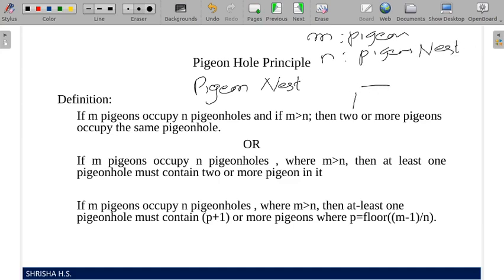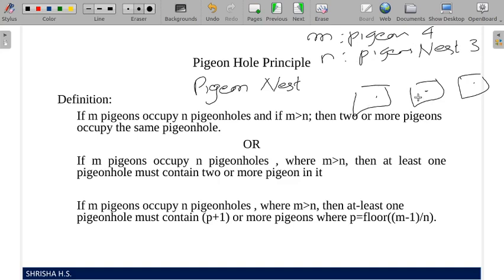Let's assume there are three pigeon nests, and m, the number of pigeons, is always greater than the number of pigeon nests. For example, let's take 4. There are 4 pigeons and 3 pigeon nests. If you are fitting 4 pigeons into 3 pigeon nests, that means at least one nest has more than one pigeon. M is always greater than n in this case.